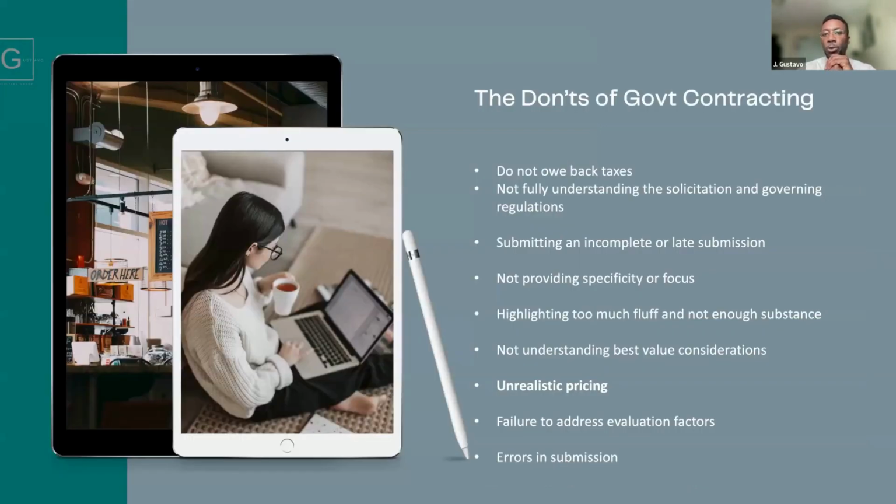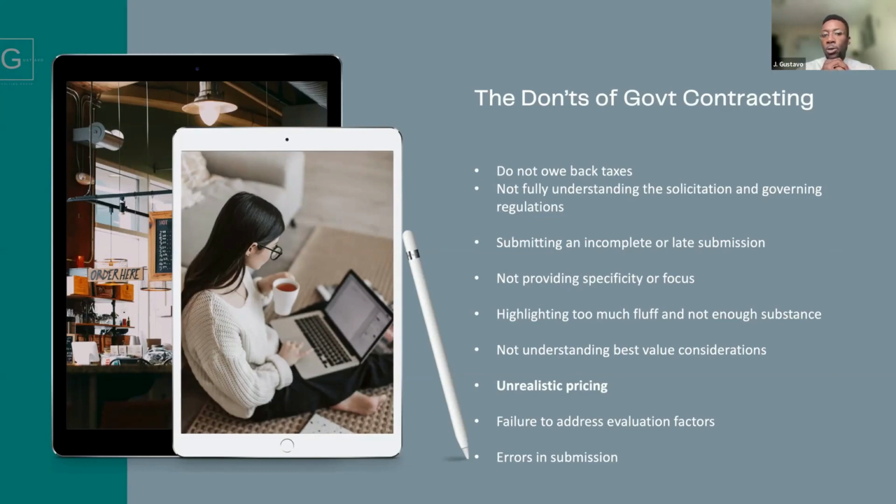So these are some of the do's and don'ts of government contracting. One thing for sure is that you do not want to owe any back taxes. If you owe, let's say $50 or $200 or $5,000, you want to make sure that you pay your taxes, because that will weigh into the decision-making process.